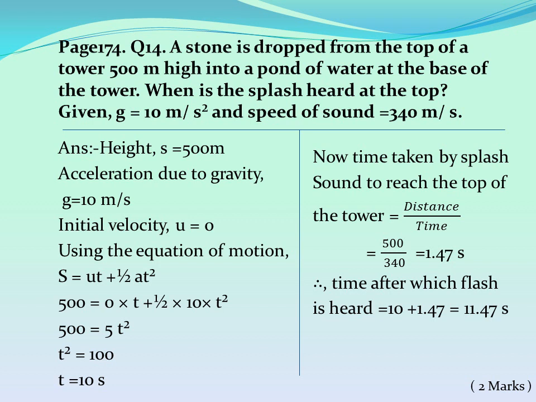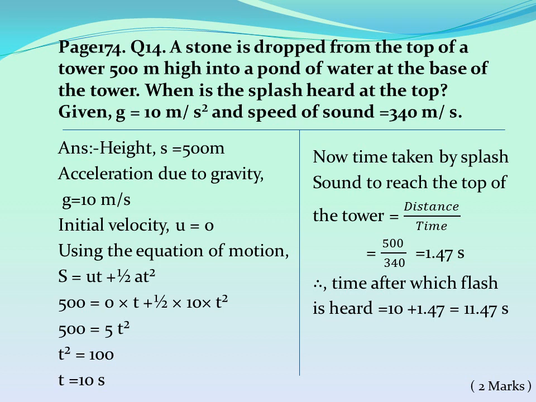Page number 174, question number 14. A stone is dropped from the top of a tower 500 meter high into a pond of water at the base of the tower. When is the splash heard at the top? Given g equals 10 meter per second squared and speed of sound equals 340 meter per second.